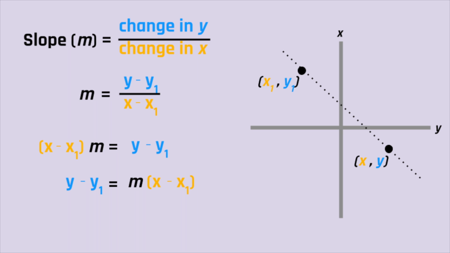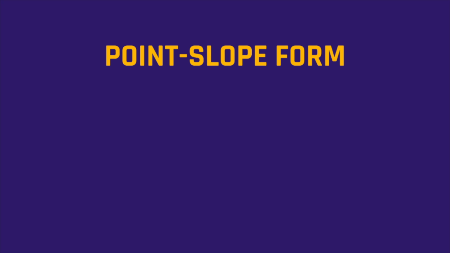So, by definition of division, I can rewrite that as y minus y sub 1 is equal to m times the quantity x minus x sub 1. And this is with x sub 1 being a known x value and y sub 1 being a known y value. And there you have it, the point-slope form. I guess, in retrospect, the biggest takeaway from this section is that the point-slope form is merely a rewrite of the slope definition.